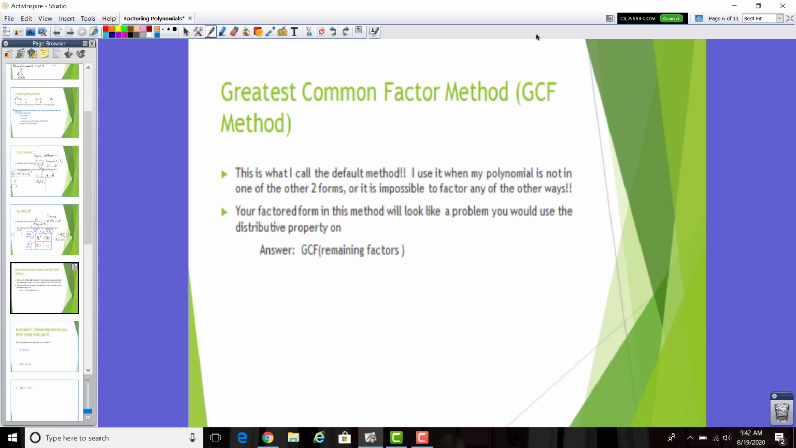The next method is the greatest common factor method. Now, one thing I do want to tell you is that this should always be checked for first. No matter how many terms you have, no matter what form it is in, if your polynomial terms have a greatest common factor that is greater than 1, you always want to take it out. That doesn't mean you're done factoring. You may have to do a little bit more, but always check for this one first. Okay?